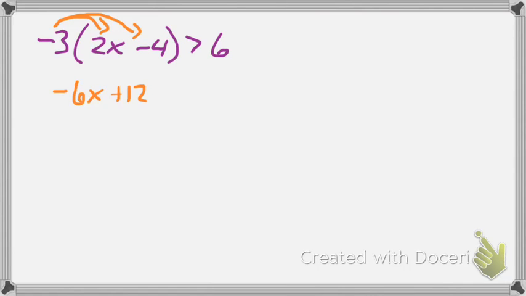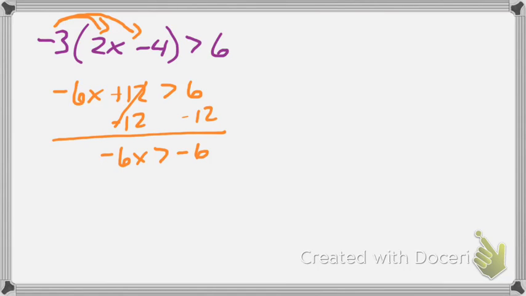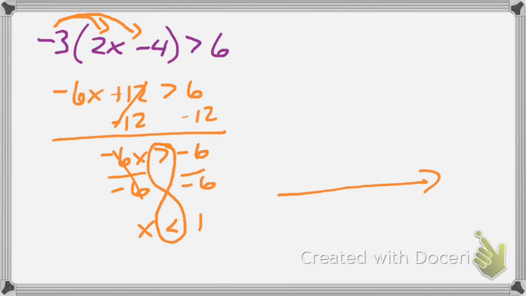If you chose to divide by 3 at the beginning, that's just fine. No problem there. It's greater than 6. Subtract 12. So I have that. Now I'm going to divide both sides by negative 6. At that point, I have to flip my inequality because I divided by a negative. And my graph is x is less than negative 1. Open circle because I am not dealing with less than or equal to. I'm dealing just with less than.